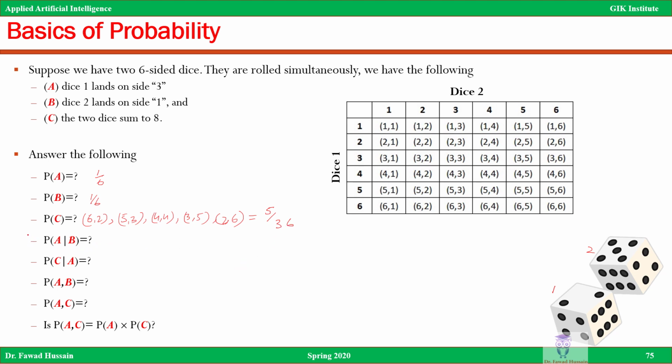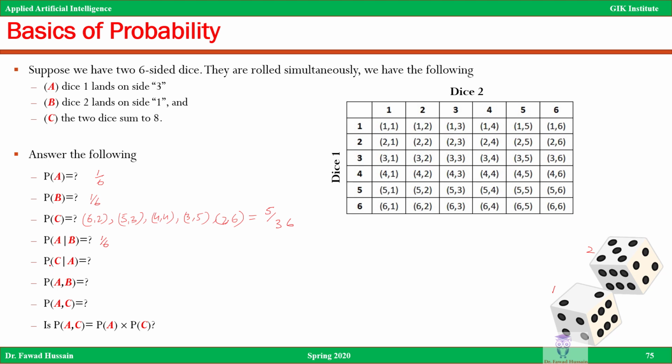Now let's go to a slightly trickier part. So what's the probability of observing A given B? So what's the probability of observing that dice 1 lands on 3 given that dice 2 has already landed with a 1? Since A is independent of B, it doesn't matter what B is, the probability of landing of side 3 is still 1 by 6. So this is the same as 1 by 6. Why? Because A and B were independent events.